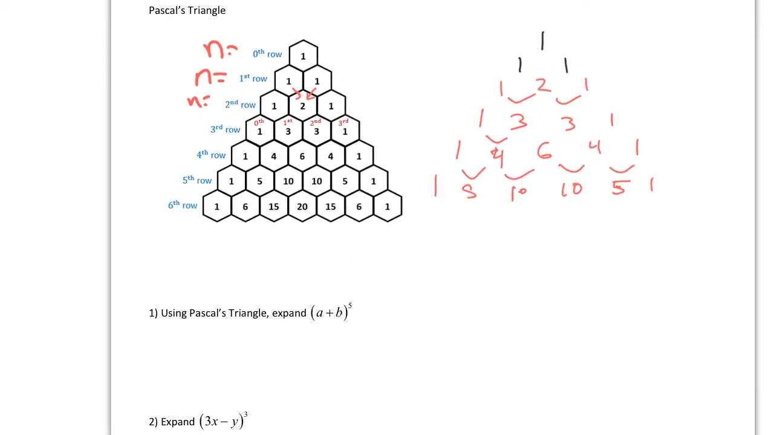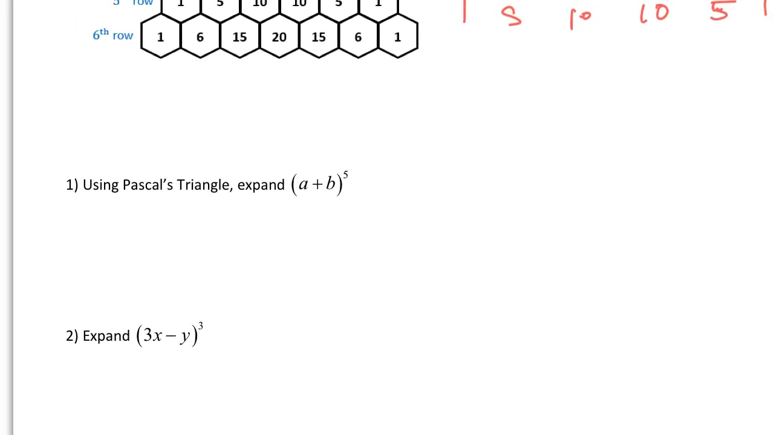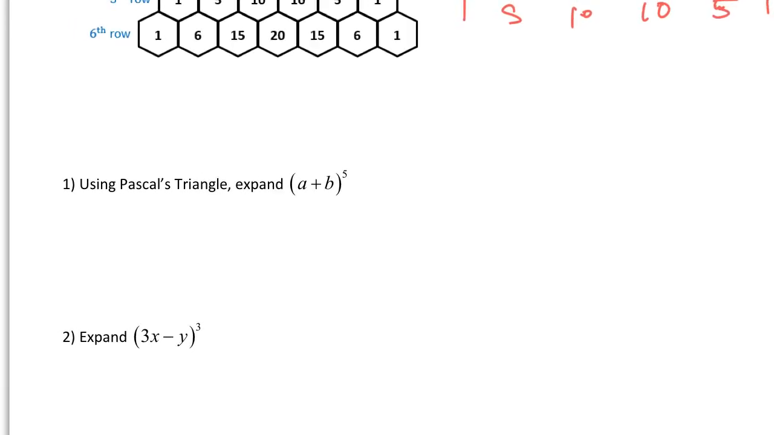So let's use this here, and we're going to use this pattern to expand this very quickly. Instead of having to distribute it all out, which takes so long, we can expand this quickly. Essentially every term that we're going to write has 3 parts to it, and those 3 parts are going to be the coefficient, the a, and the b.